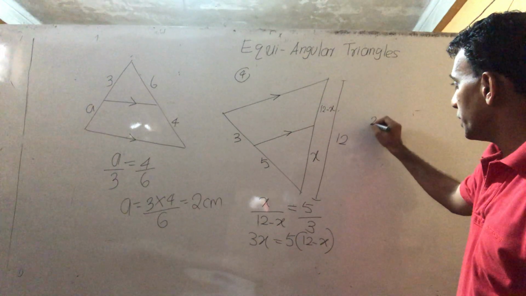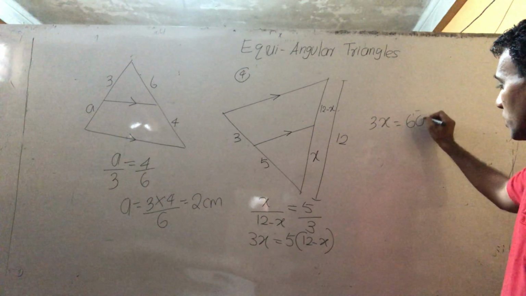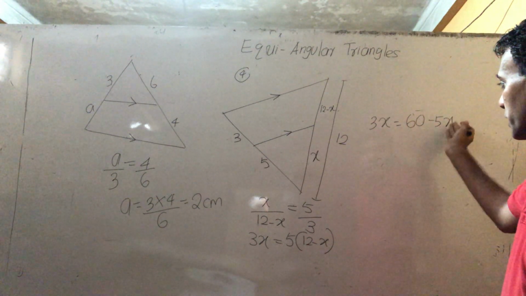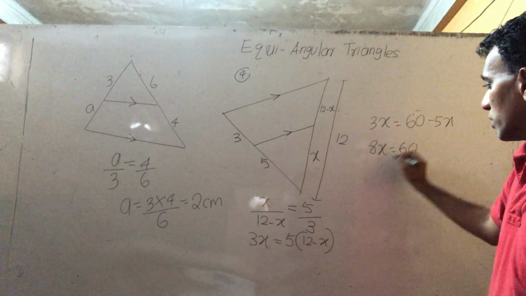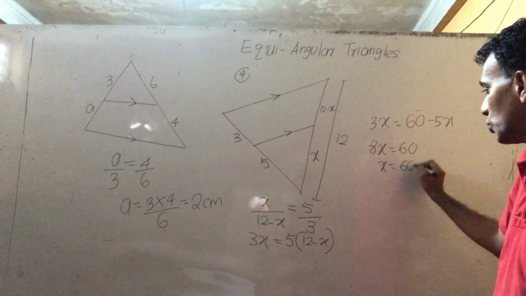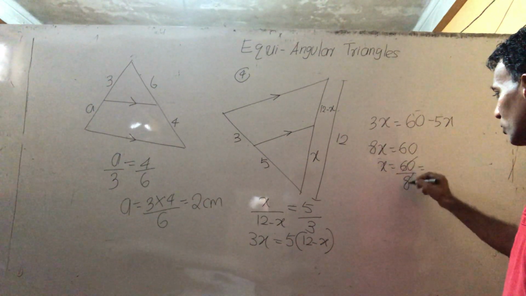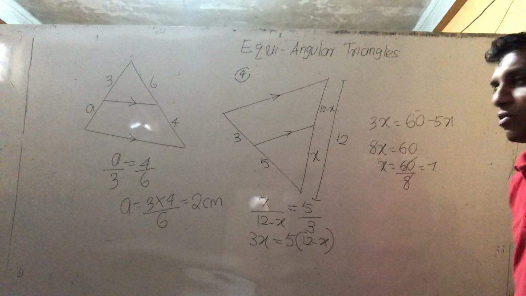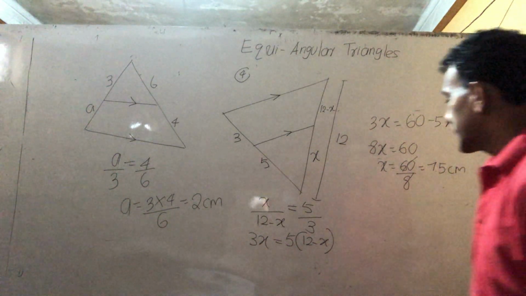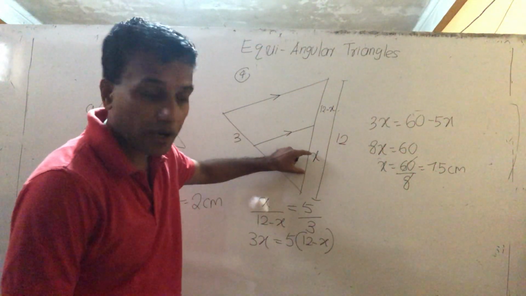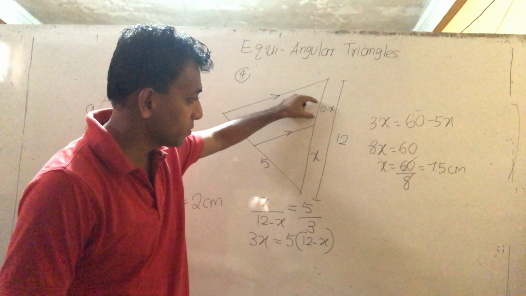Then what? That is 3x equals, multiplying by 5, 60 minus 5x. So take the negative to this side: 8x, totally 8x. Therefore x equals 60 divided by 8. Cancel by 4, this becomes 15 over 2. So x equals 7.5. So what is the balance? 12 minus 7.5.